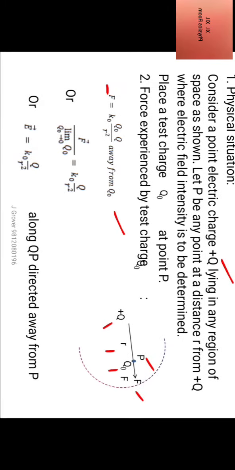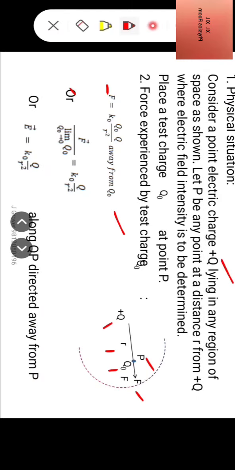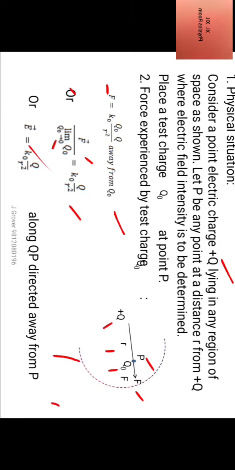Now we can write F by Q naught, limit Q naught approaches 0, equal to K naught Q by R square, or the electric field vector E is equal to K naught Q by R square along QP directed away from P. Along QP directed away from P would be the direction of this electric field.